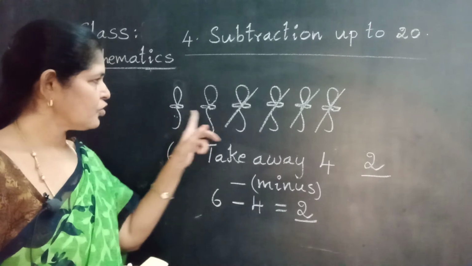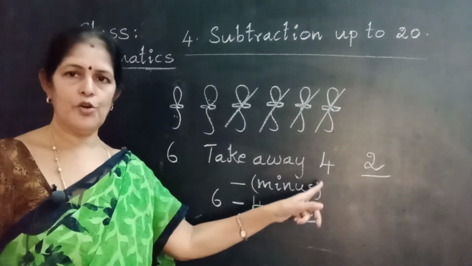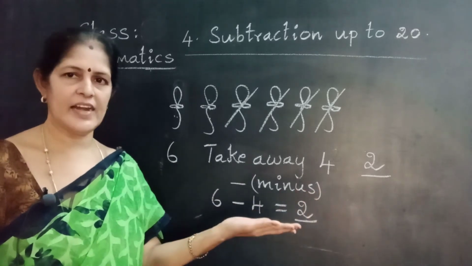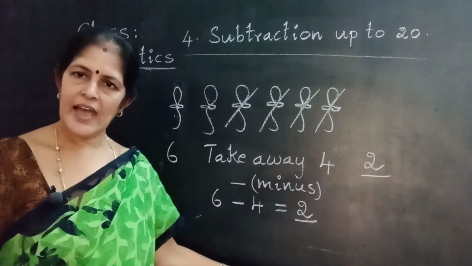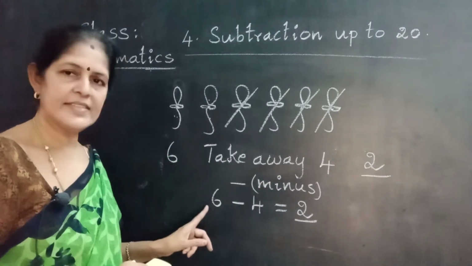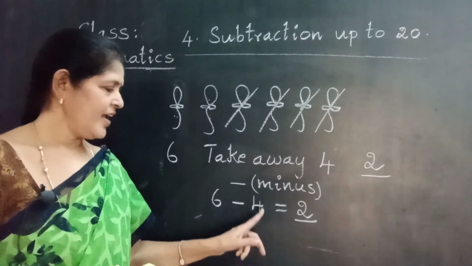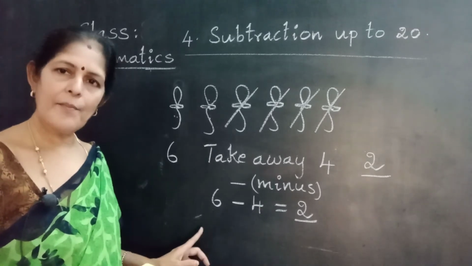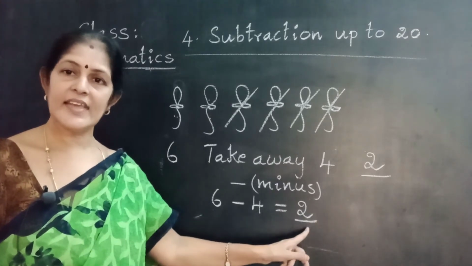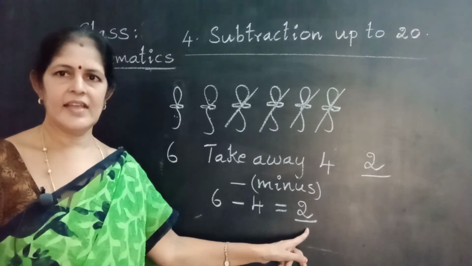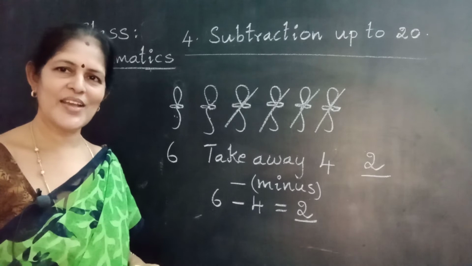6 is the total balloons. 4 is the take away balloons. That means given to children. Left balloons are 2. 2 is the answer. 6 is big, 4 is small. We take away the small number from the big number. We get a new number, that is called the answer. That is difference. Difference.